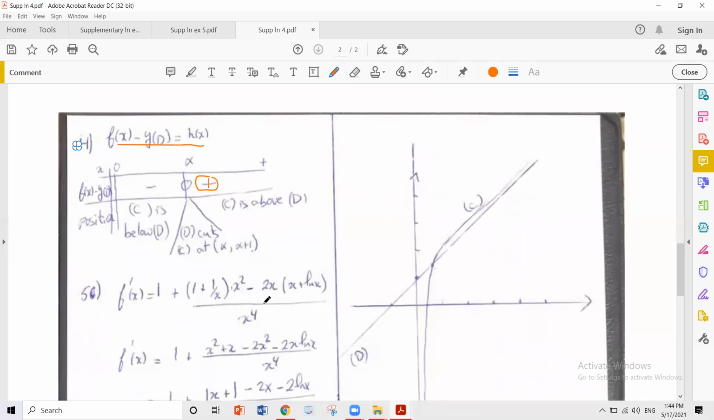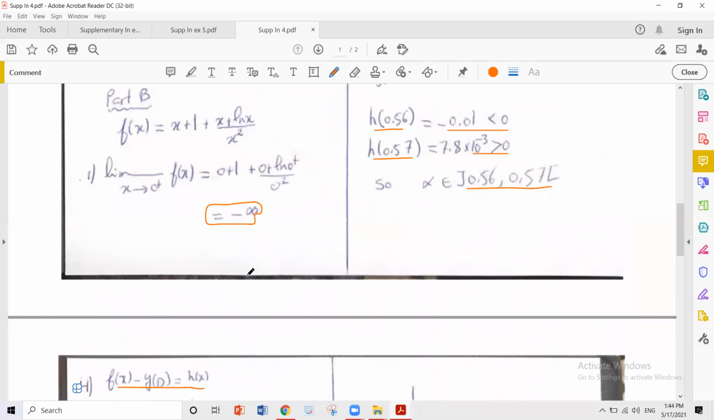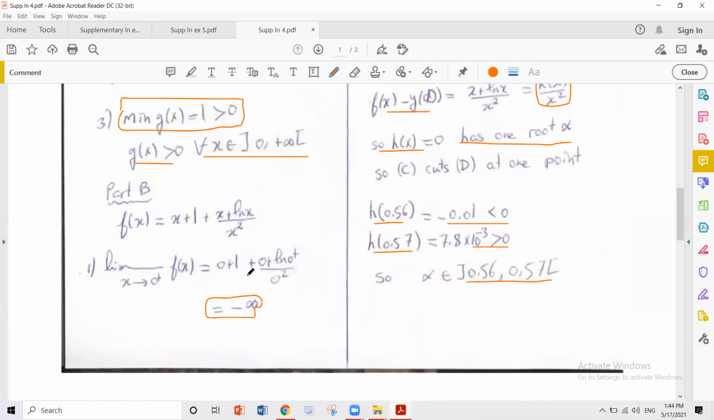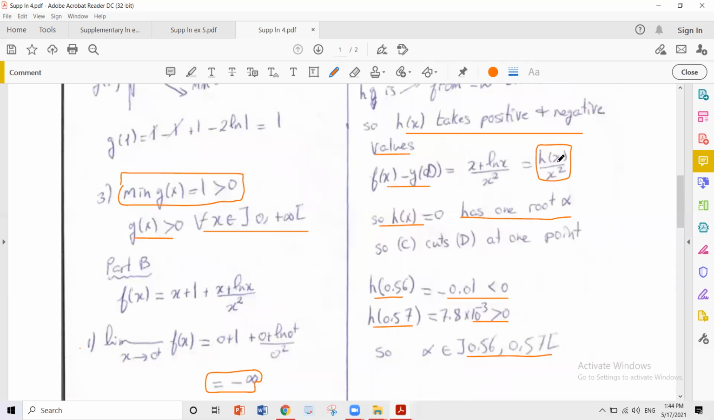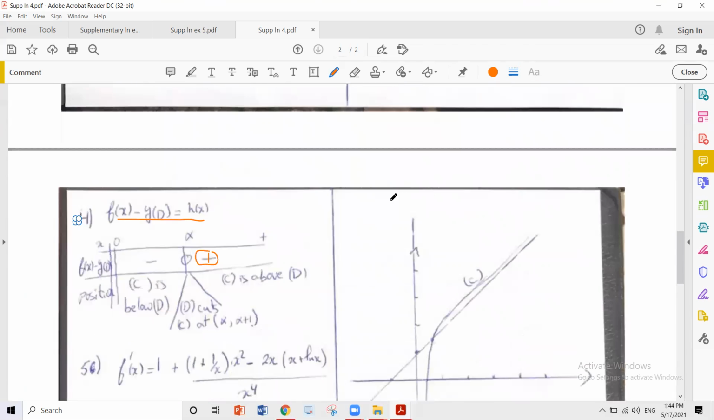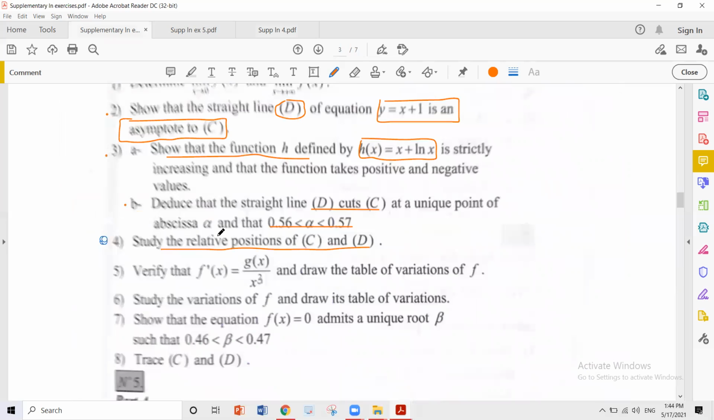Yes, I had h(x) over x squared. For f(x) minus y_D equal h(x) over x squared, but x squared is positive, it doesn't affect the sign. So it takes the same sign as h(x). Okay?